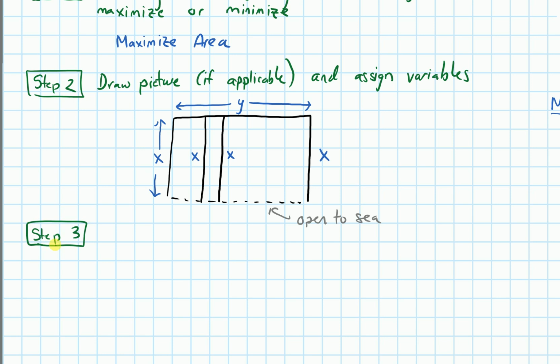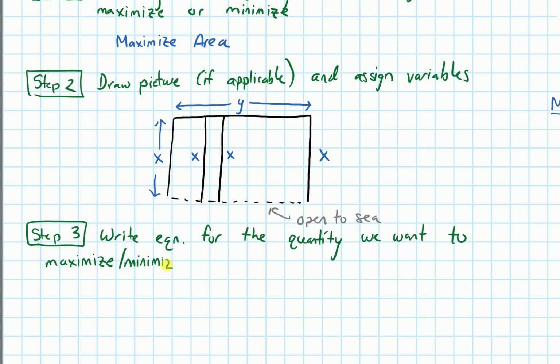So in step 3, now is where we really begin to do some math. We write an equation for the quantity that we want to optimize. And again, remember, that means that we want to maximize or minimize, depending on the context of the problem. And in this case, we want to maximize something. So we write an equation for the quantity that we are trying to maximize or minimize. And this is a name. It's called the objective.